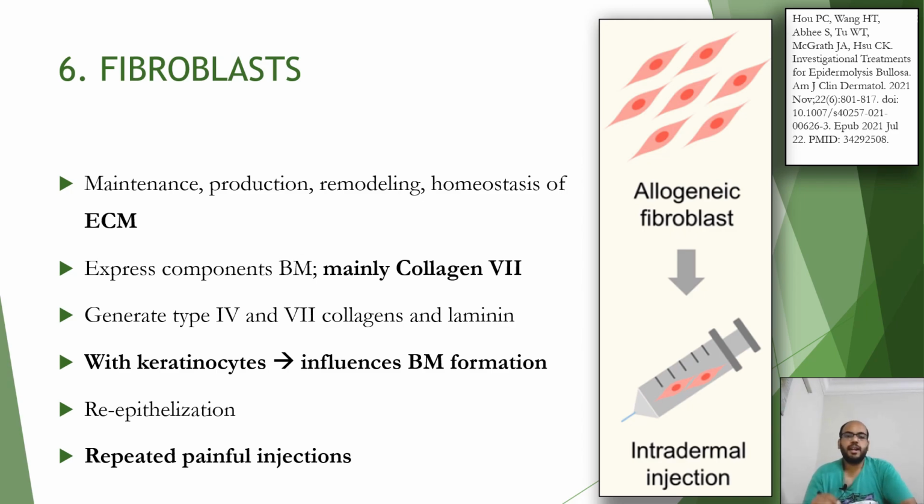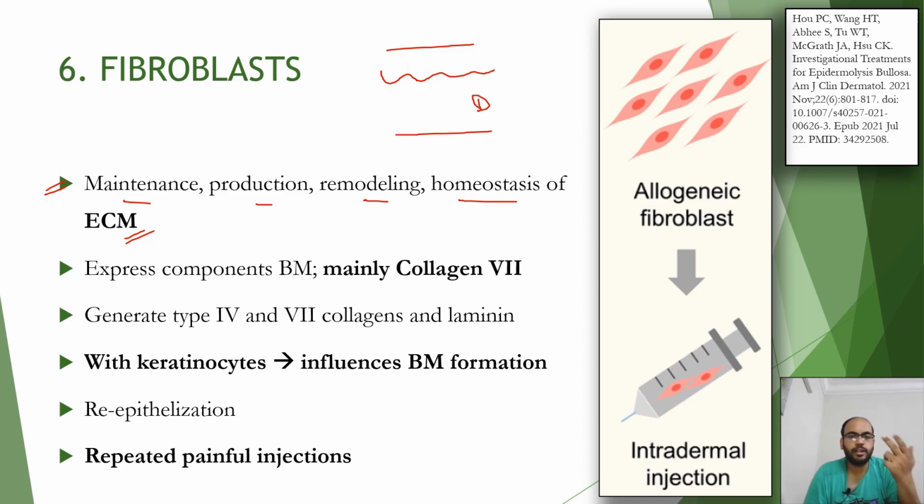So in the previous slide, we discussed the use of keratinocyte cells to form a graft. Here we'll discuss the advantage of using fibroblasts. Now, fibroblasts are important for maintenance, production, remodeling, and homeostasis of the extracellular matrix, which is the predominant component of the dermis. So in the dermis, that is where the majority of fibroblasts are. And because of that, they are majorly involved in maintenance, production, remodeling, homeostasis.